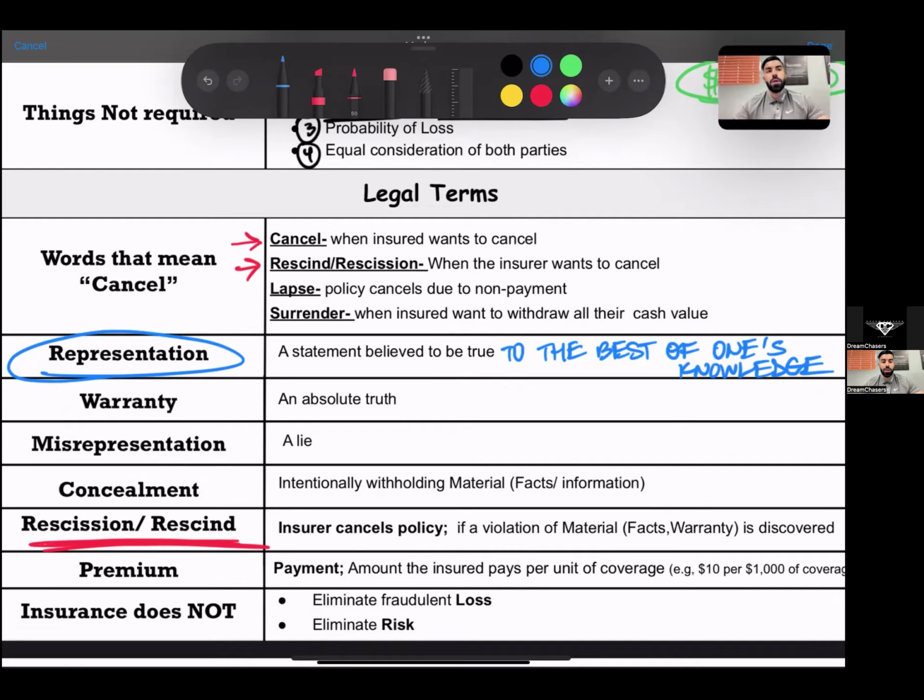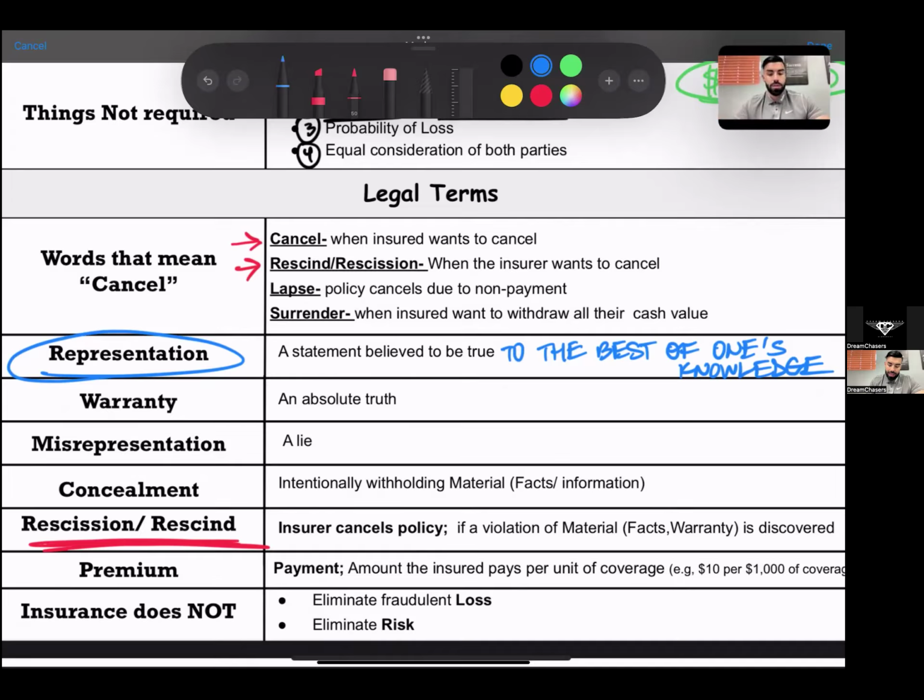2 weeks later, I go to the doctor. Doctor tells me, "Hey, Kefren, you have high blood pressure, you have diabetes." Technically, when I sat down with you 2 weeks prior, as far as I knew, I did not have high blood pressure. I did not have diabetes. So that would be considered a representation because it was a statement that I made that I believed was true to the best of my knowledge, as far as I knew. Okay. That's what a representation is.